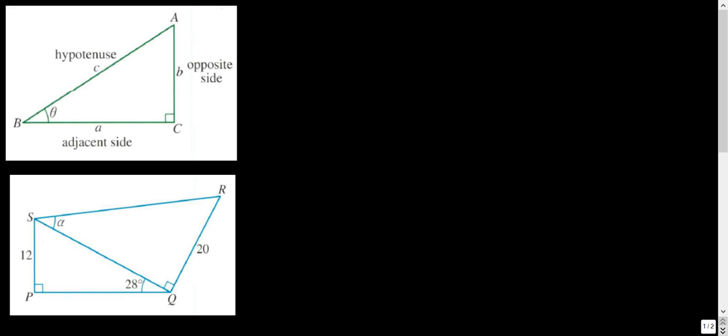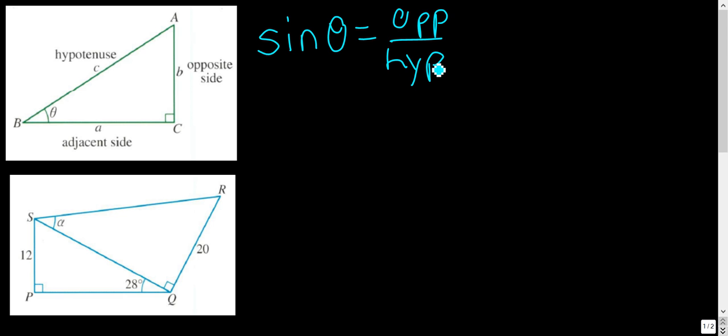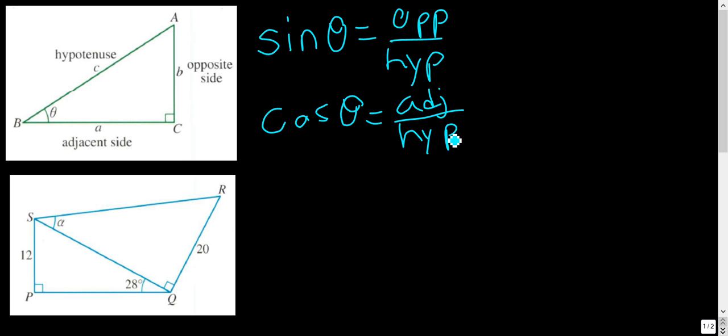We know three trigonometric functions that we've defined so far, and we'll use these in this unit a lot. The first one is that the sine of an angle is the opposite side over the hypotenuse. We know that the cosine of theta is our adjacent side over the hypotenuse. And we know that the tangent of theta is going to be the opposite side over the adjacent side.